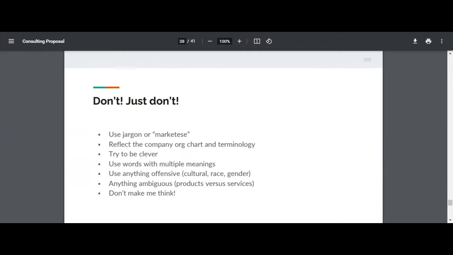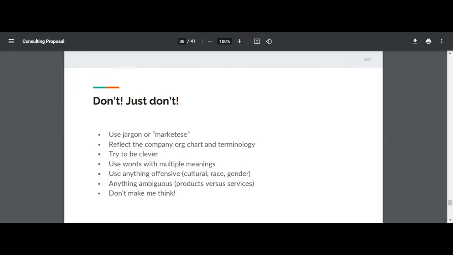Anything ambiguous, such as products versus services. Really, products and services, what is the difference? When you're looking for a partner for a trainer, or for B2B solutions, products and services all seem to be the same, right? So it's trying to answer the question: what do you do? What do you offer? And then, don't make me think.